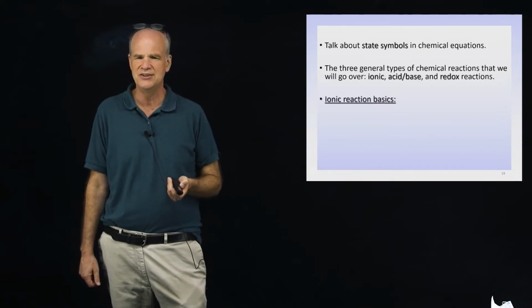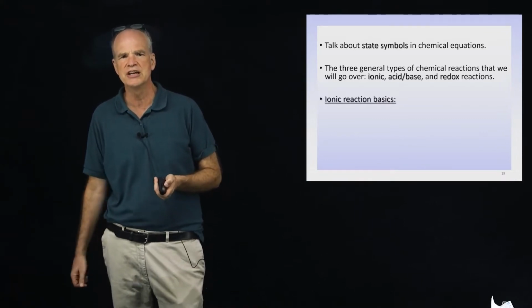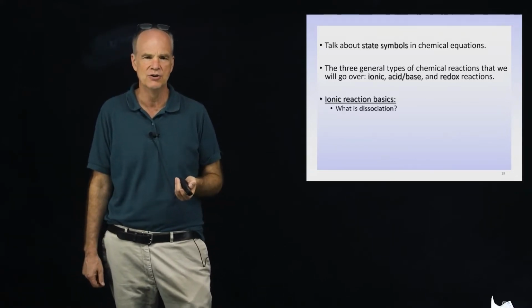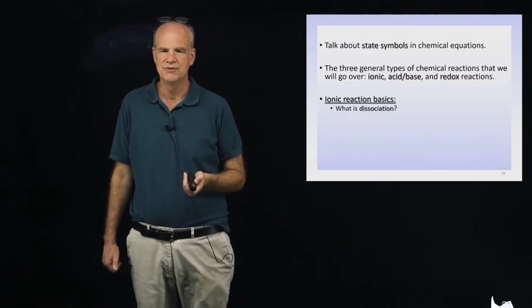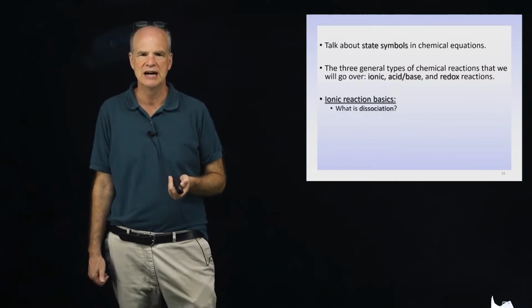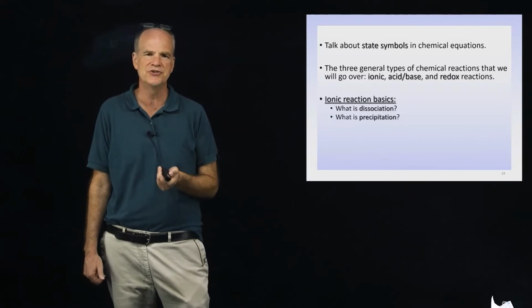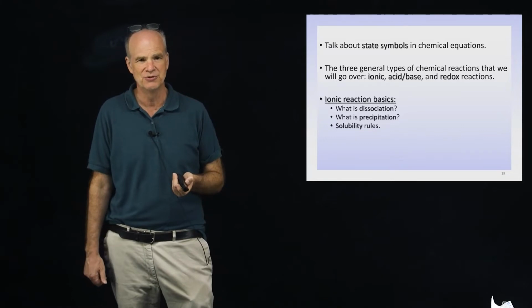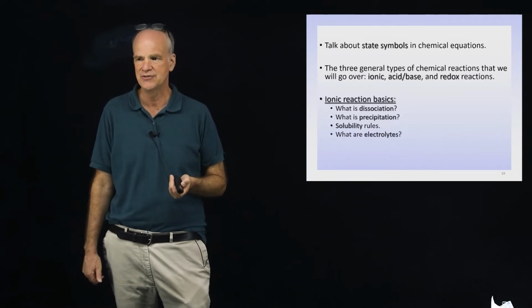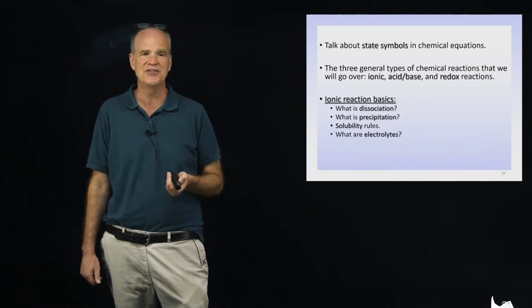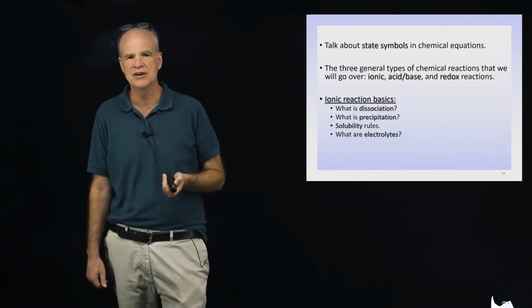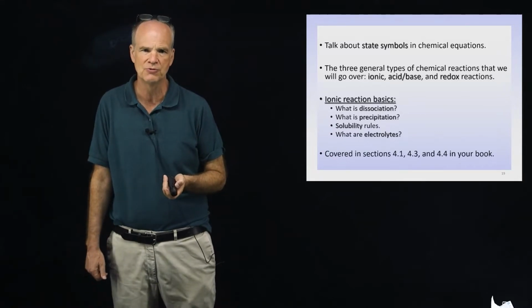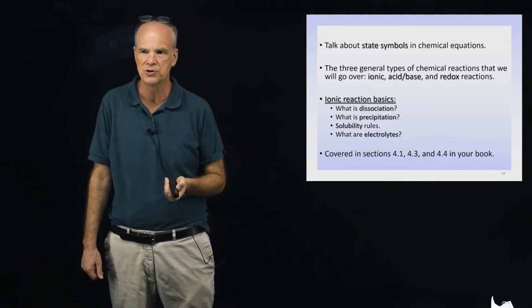But really we're going to need some preliminary information to understand ionic reactions. And so one thing we need to go over is I need to explain what dissociation is. That's a very important concept in ionic reactions. And then I need to explain what precipitation is. And then I need to talk about the solubility rules for compounds. And so that's a fair amount of work. And then the last thing I think I'm going to go over is to try to explain what electrolytes are. And all these are covered in sections 4.1, 4.3, and 4.4 in your book.